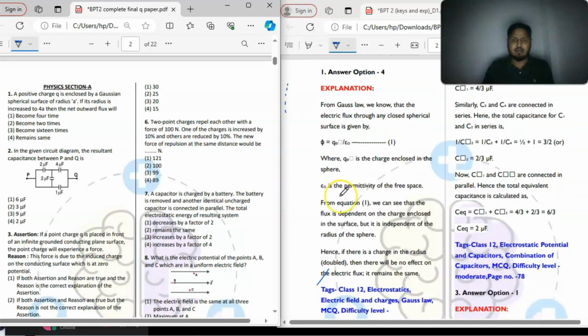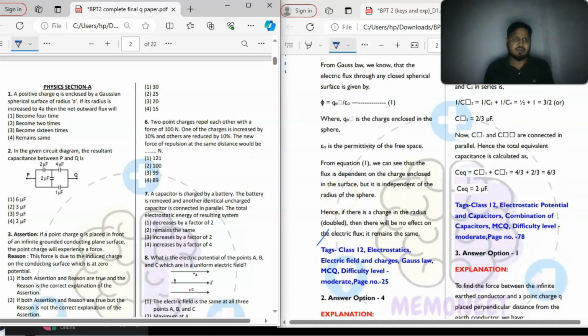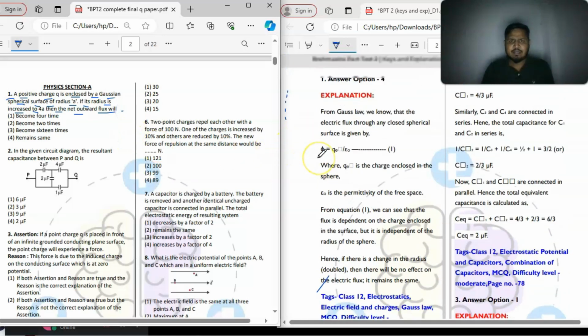So what is our first question? The first question is that a positive charge q is enclosed by a Gaussian spherical surface of radius a. If its radius is increased to 4a, then the net outward flux will be, right? Dear students, by looking at this question, what should be in your mind? There is some law there. What is that? That is the Gauss law.